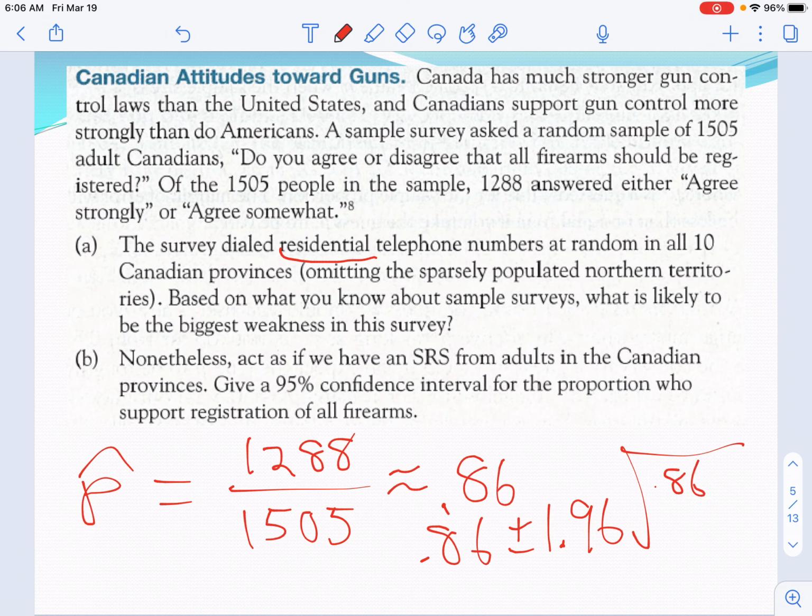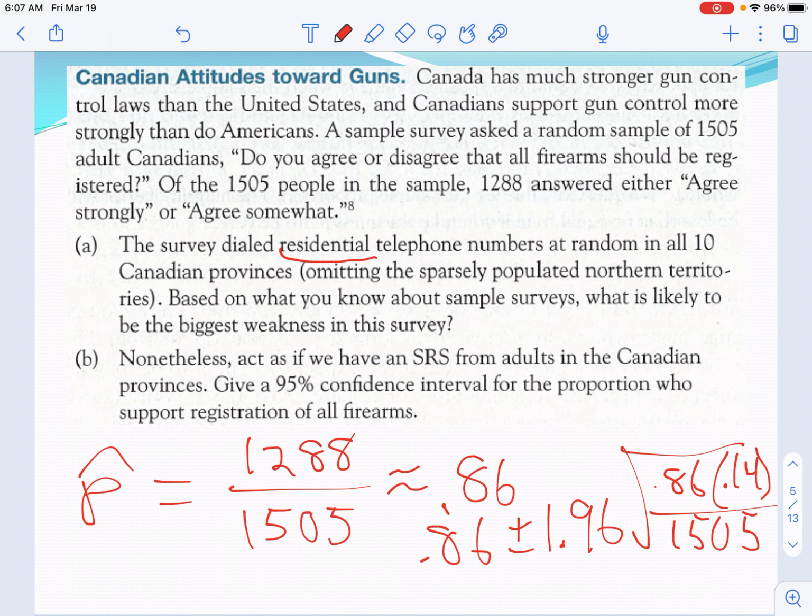There's our p-hat value, 1 minus 0.86. We'll just work that out. We're talking about 0.14, and divide by our sample size, 1505.